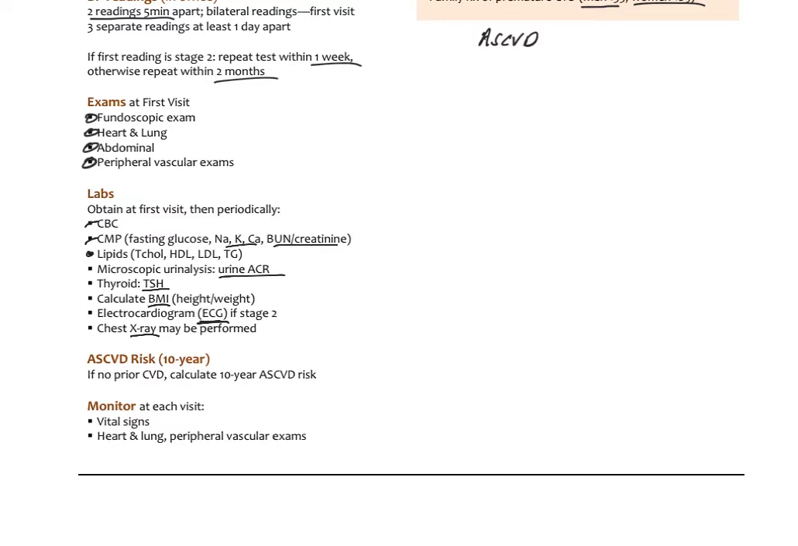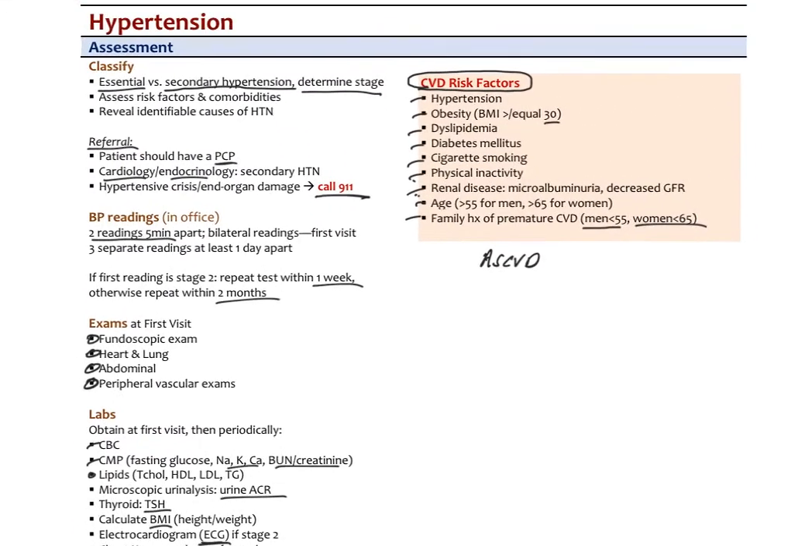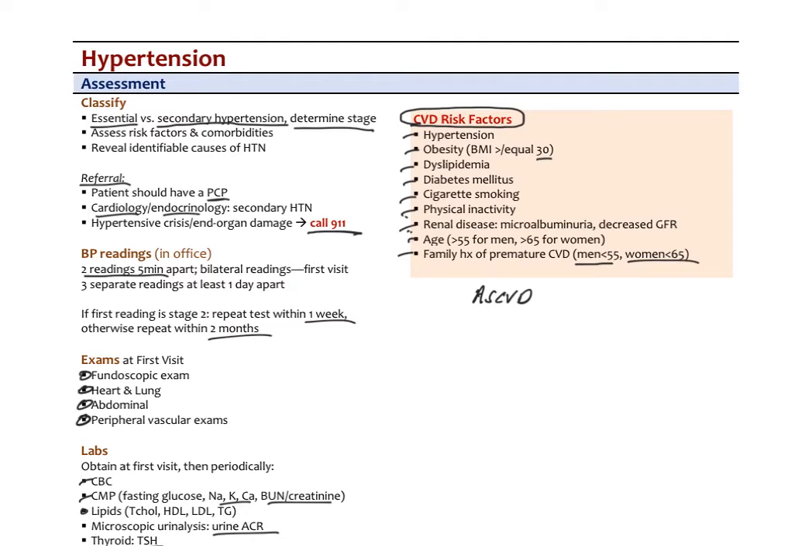So those would be the kind of labs and screenings. We calculate our 10-year ASCVD risk if the patient has had no prior cardiovascular disease, and then we would monitor at each visit their vital signs and then do maybe specialized heart, lung, peripheral vascular exams if needed. So that's the typical biomedical approach to hypertension, how we screen people, and what we do when we start to see elevated blood pressure readings.